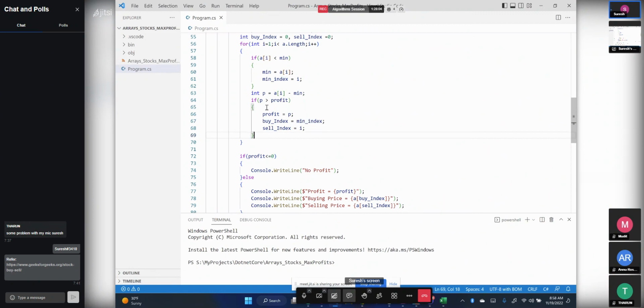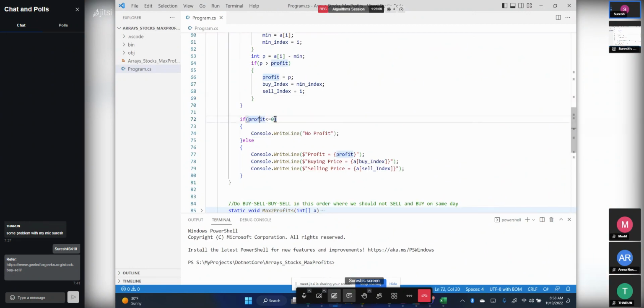Okay, so finally, if the profit is less than or equal to 0, no profit. Otherwise, here is the profit. And in order to get this profit, buying price equal to this price, selling price equal to this price. If you want indexes, we can also say buy index, sell index.